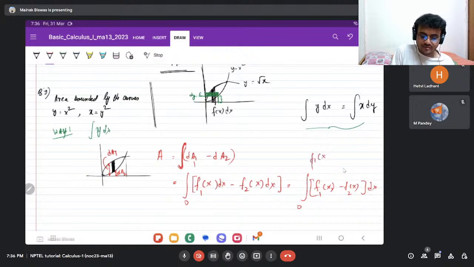f1x is greater than f2x. Are you understanding what I'm meaning? dA can be written as f1 into dx, right? Your differential area is the function value into the small x interval, right?